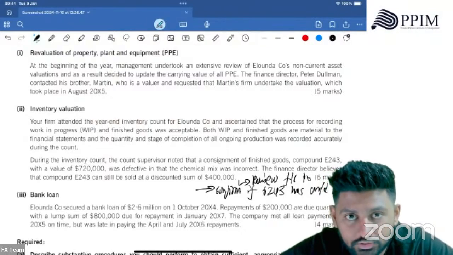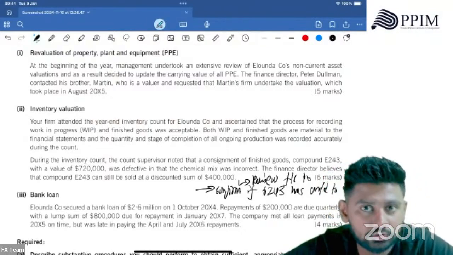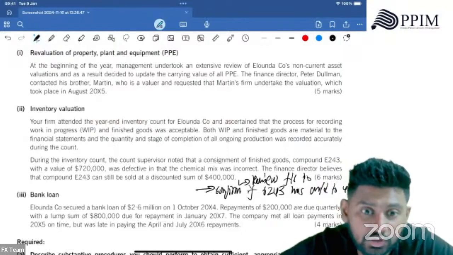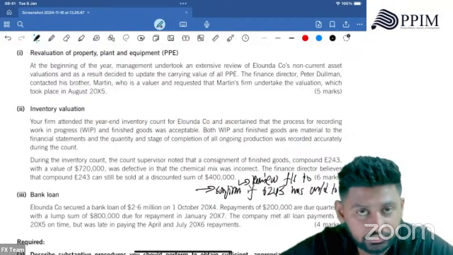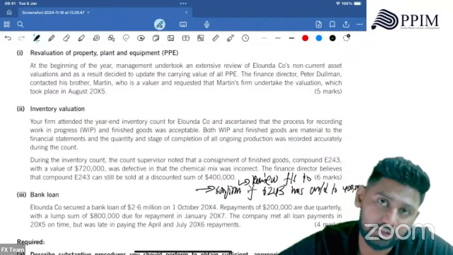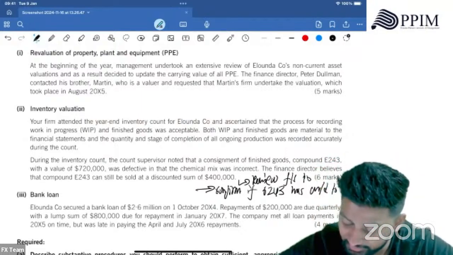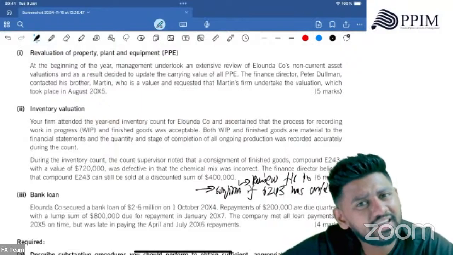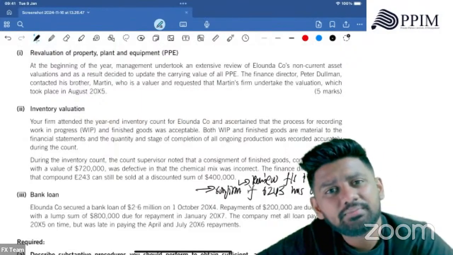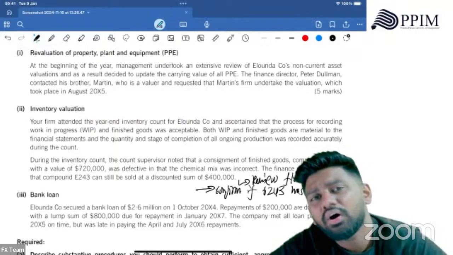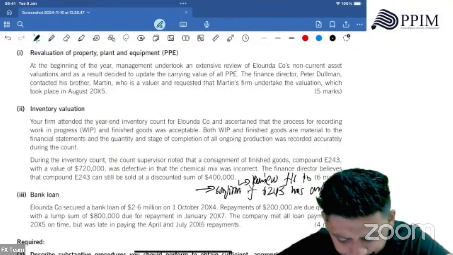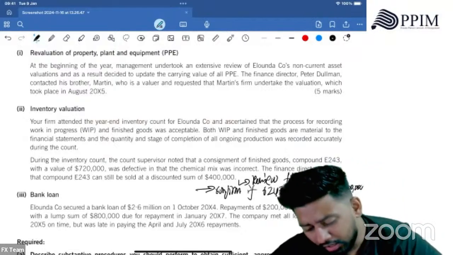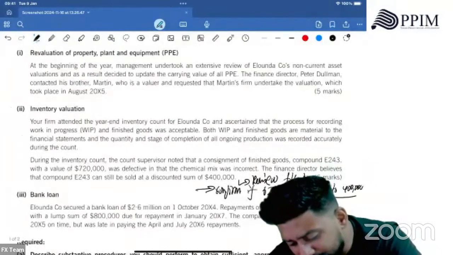Are we clear? So the finance director says, look, he thinks from 720,000, he can now sell it for 400,000. Discounted valuation is 400,000. So now you have to go and check the financial statements to confirm whether they are still keeping it at 400,000 or at 720,000. That's the first point that you need to understand now, guys. Correct. Now he's saying that it can be 400,000.